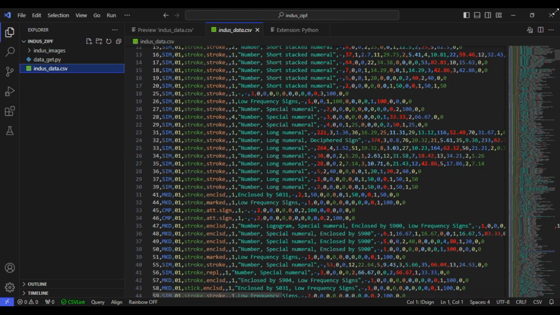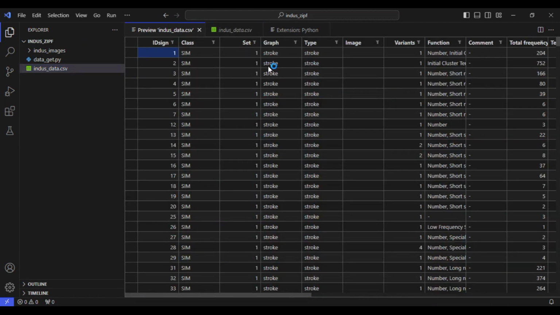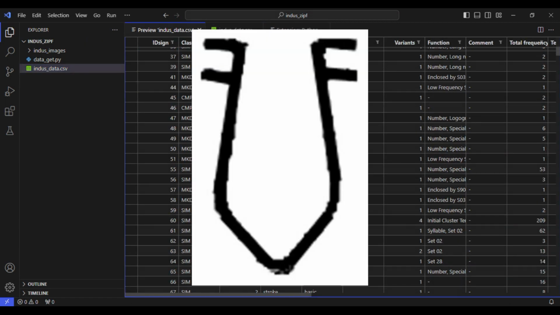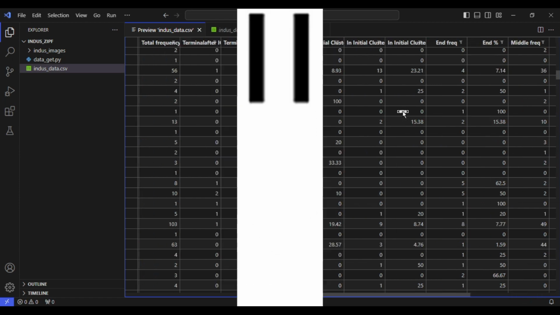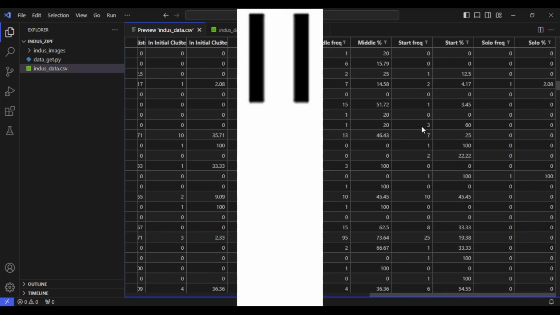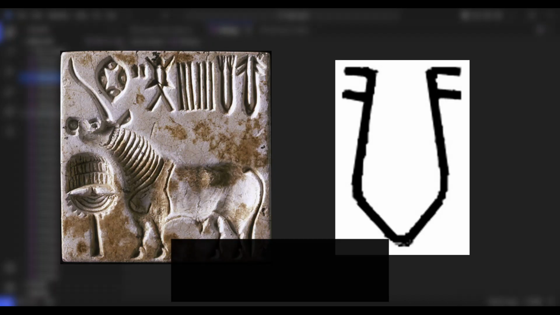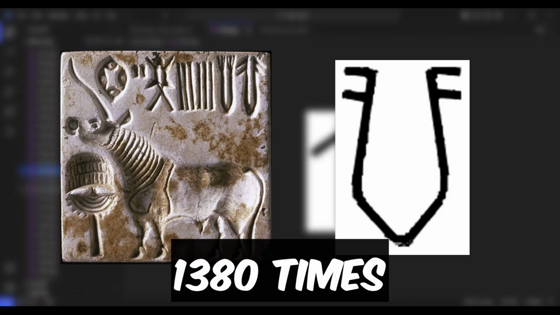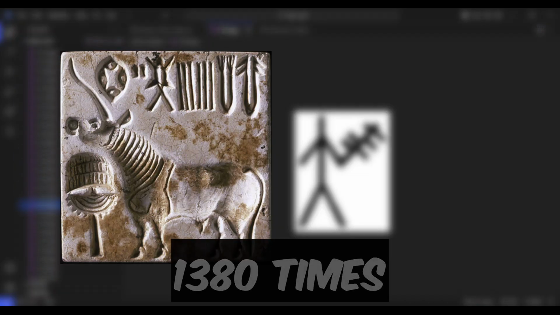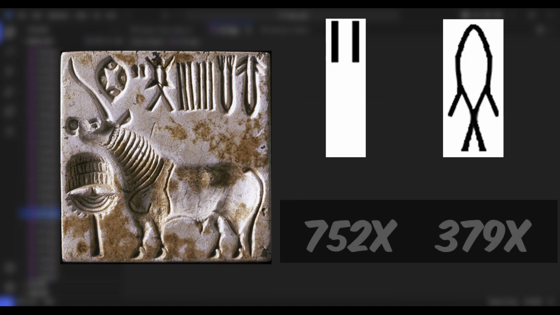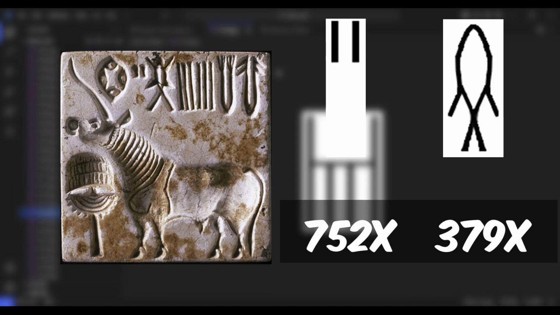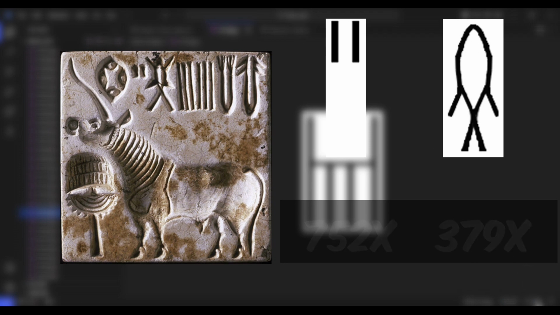After analyzing the frequencies of the symbols, I found the most common word to be the U-shaped symbol, followed by a double sign, and then the well-known fish symbol. The U-shaped symbol appears 1380 times, the double sign 752 times, and the fish 379 times. Plotting these and all the other symbols, we observe the same frequency pattern as in any other language.